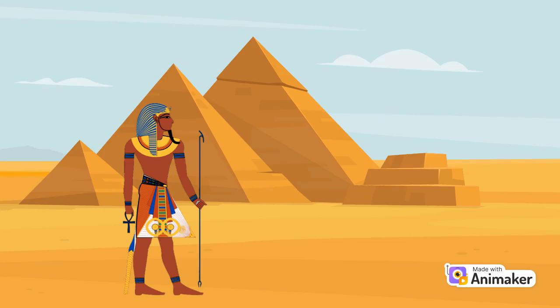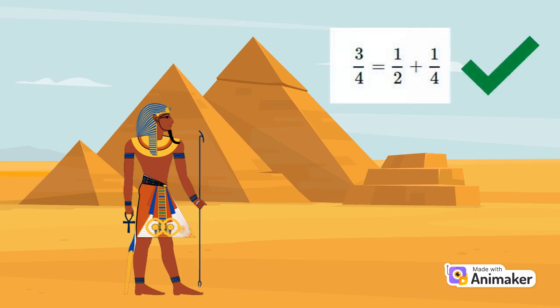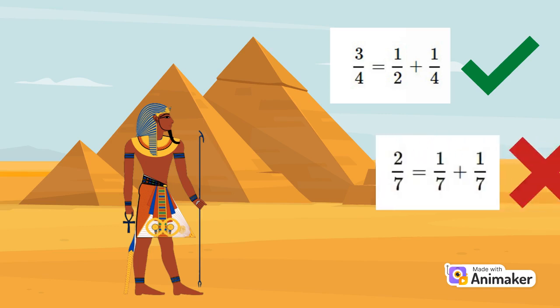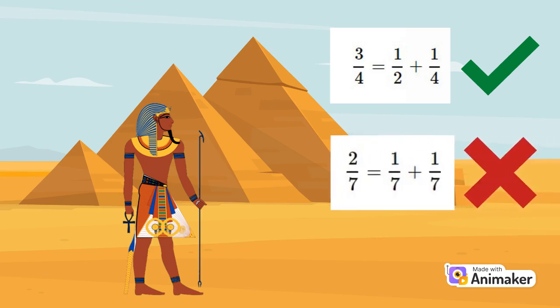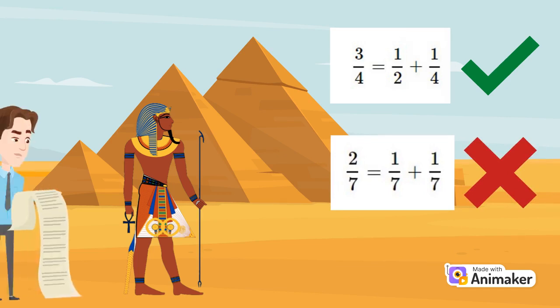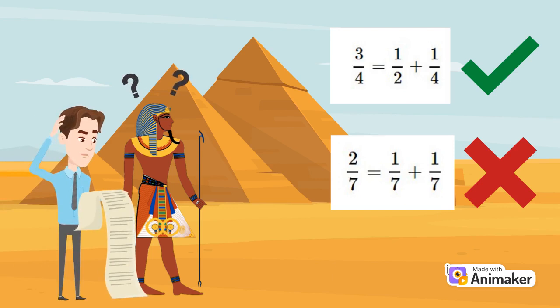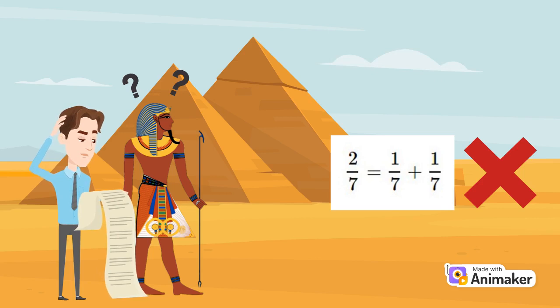They expressed, for example, this is fine: 3/4 equals 1/2 plus 1/4. But this is not correct: 2/7 equals 1/7 plus 1/7. This is the huge disadvantage of the Egyptian system for representing fractions, that it is very difficult to do any calculation. To try to overcome this, the Egyptians made a lot of tables so they could look up answers to the problems.